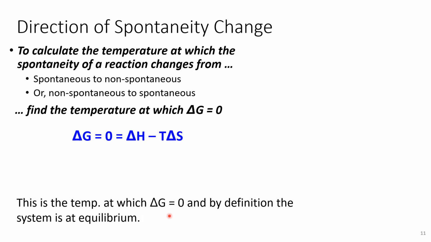And you just do that by taking, well, if we want delta G equals 0 here, right? Replace that with 0. Now you've got 0 equals delta H minus T delta S. If I were doing the algebra here, I would add the T delta S to both sides, and then divide by the delta S and get T equals delta H divided by delta S. The T stays over here.